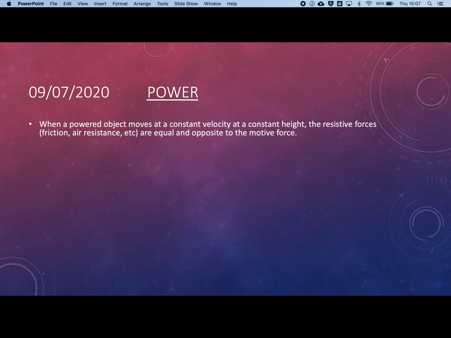If we've got a powered object moving at a constant velocity at constant height, the constant height bit is important because it's not doing work against gravity. It's only doing work against the resistive forces like friction, air resistance, etc. The resistive forces are going to be equal and opposite to the motive force, whatever force is coming from the engines, whatever's powering it, if it's travelling at constant velocity. Remember, that's via Newton's first law.